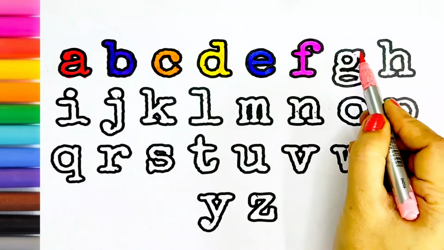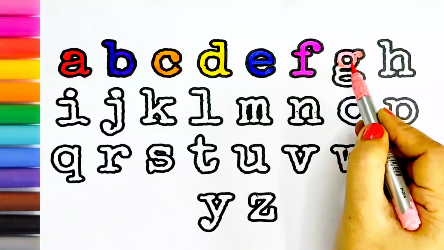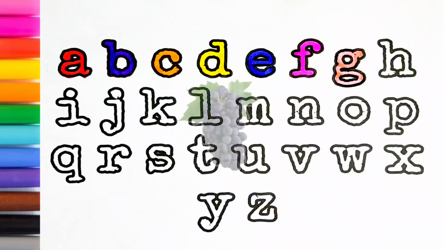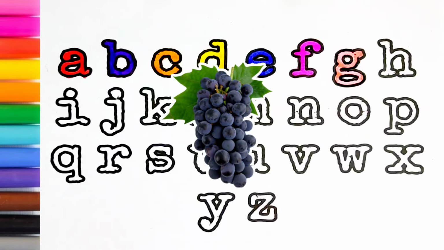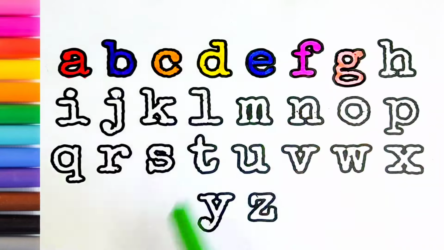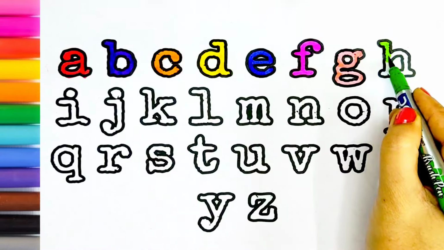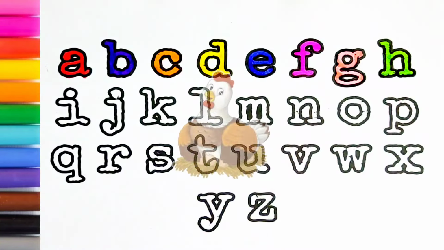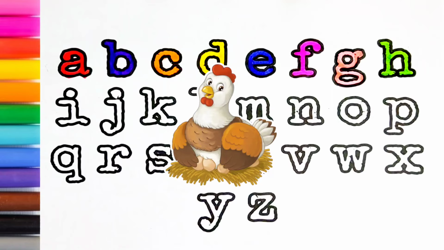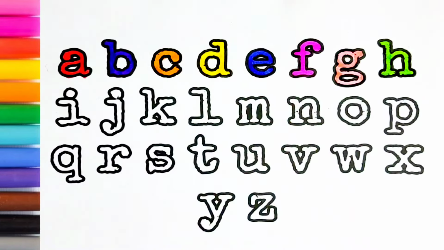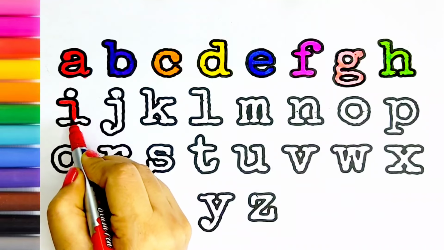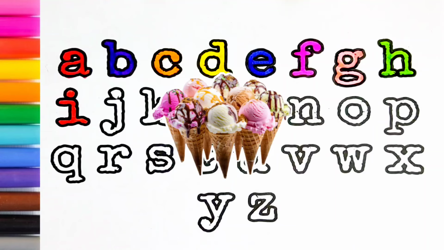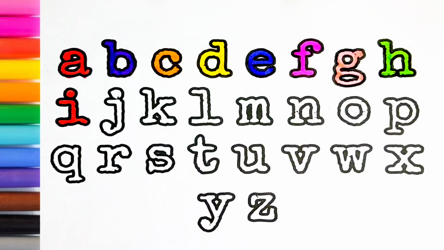Peach pink color, G. G for grabs. Light green color, H. H for hen. Red color, I. I for ice cream.